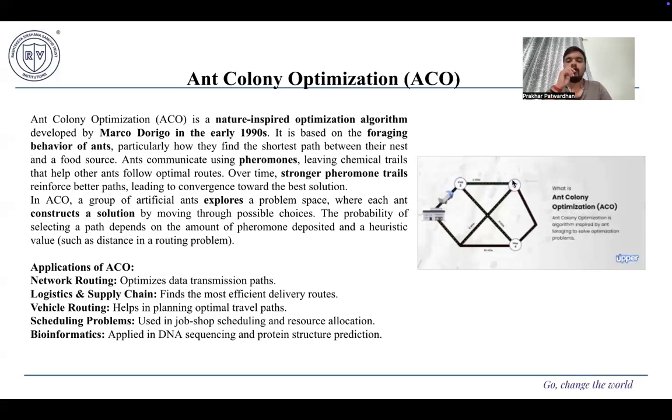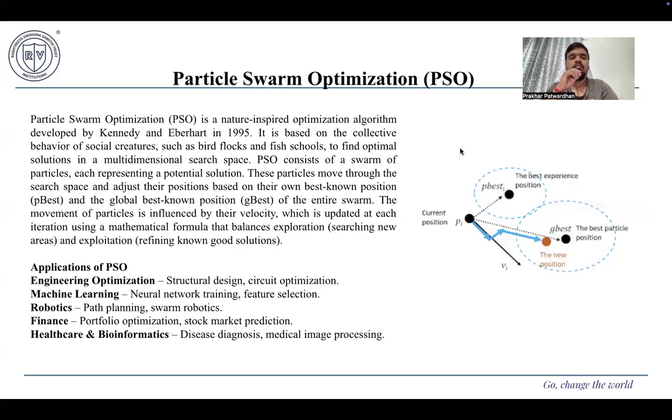In ant colony, basically we have seen in real-world situations that an ant takes a shorter path to go to its desired location. So ant colony optimization is based on such practical real-life observation.